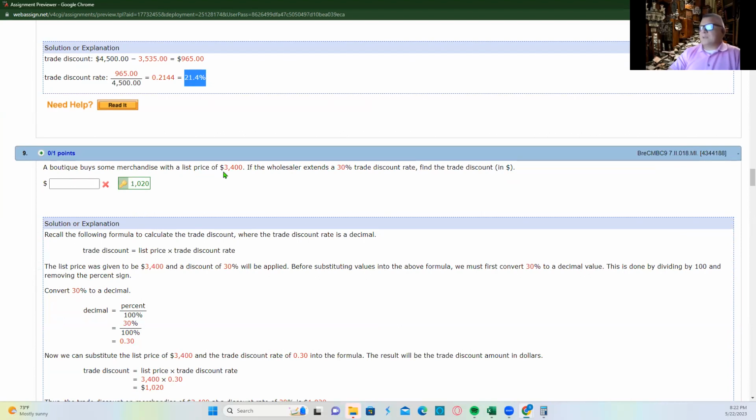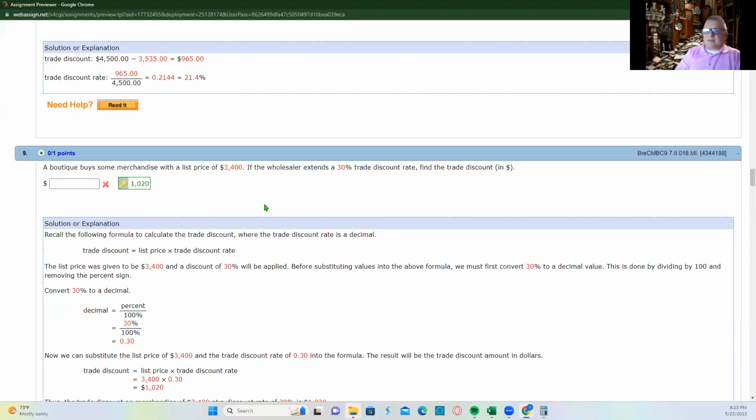They buy some merchandise with a list price of $3,400. They give you a 30% discount. What is your trade discount? Your trade discount being in dollars, how much you're able to take off your list price here. 0.30 times 3,400.